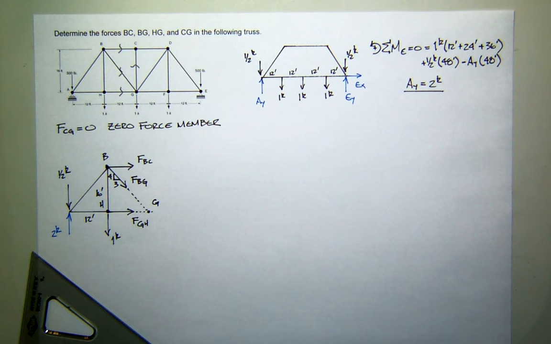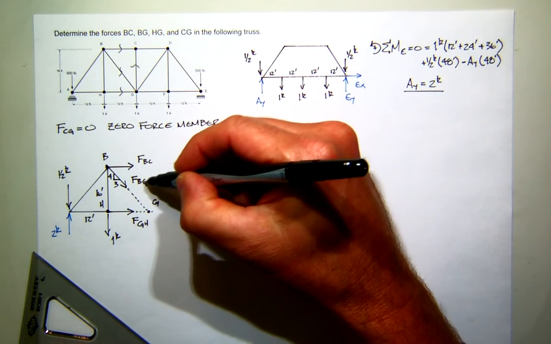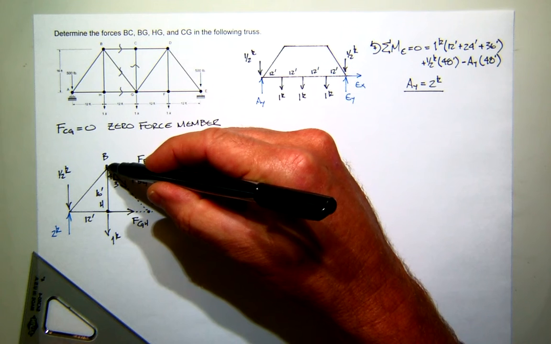So what would that strategy be? Let's sum moments first. What point should we sum moments about? There's 2 choices. Anybody have an idea? B. B would be a good place. And remember, BC, BG, it tells you B. So I'll sum moments about B.